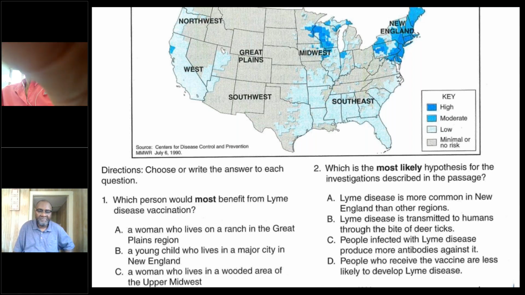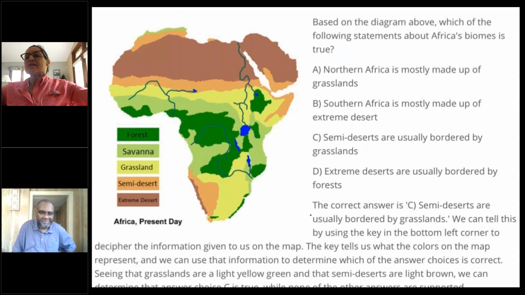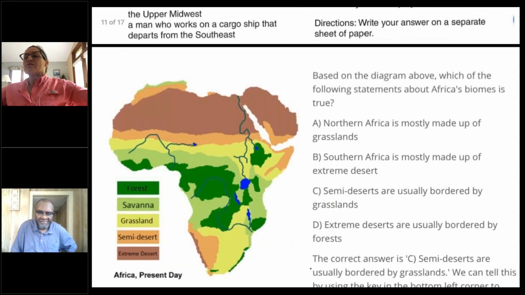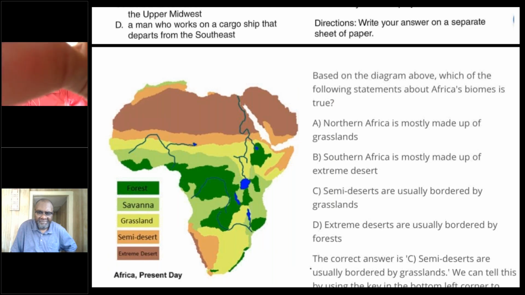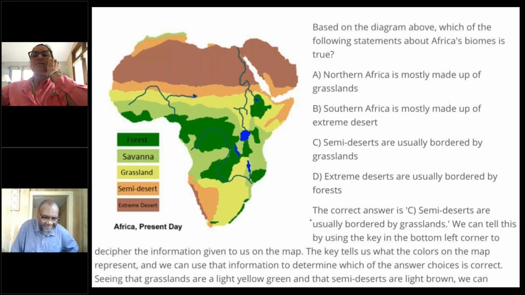Here's another diagram. First, in the question, it says, based on the diagram above or next to us, which of the following statements about Africa's biomes is true? I like to look at the diagram and see what they're talking about first. And what is this map of? Grassland, savanna, forest, extreme desert, semi-desert. And what's the title of this? It's underneath those colors. Okay, Africa, present day.